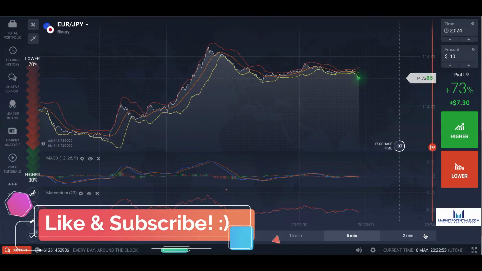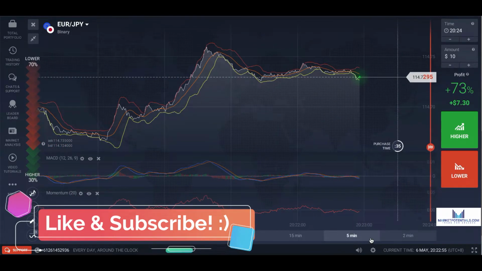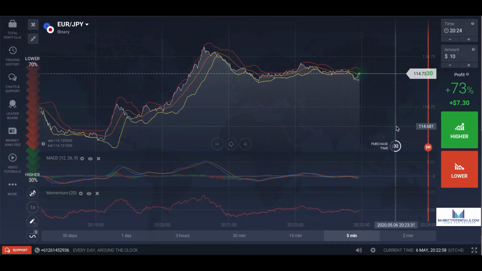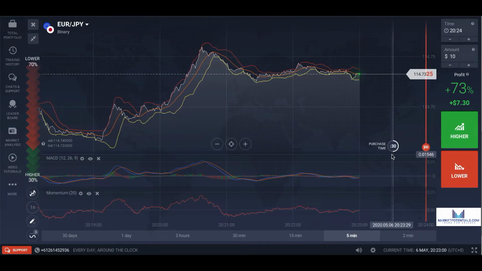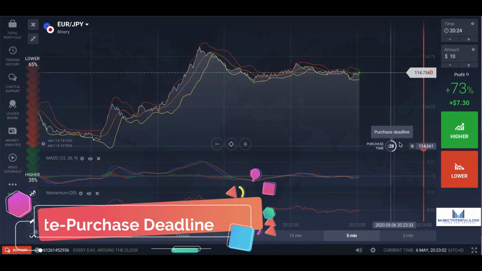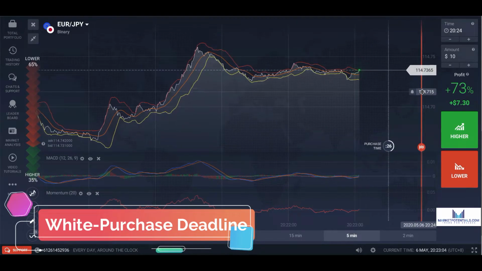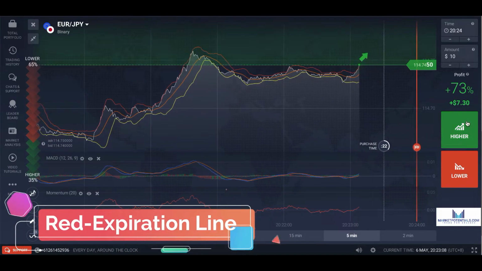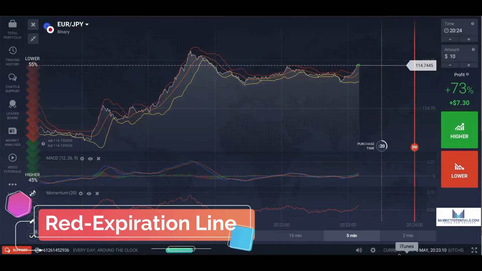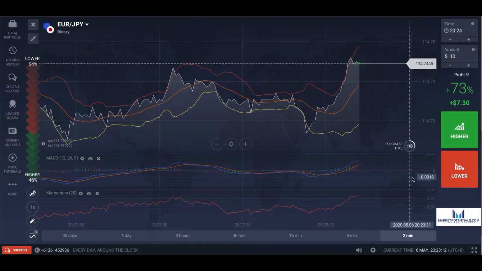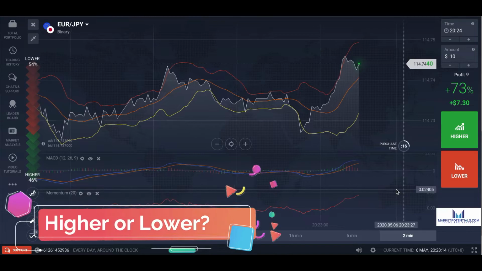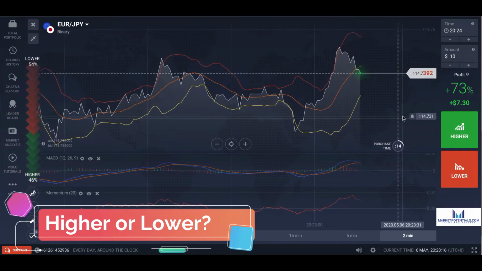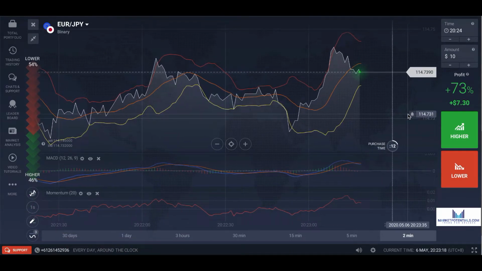So while we are looking for an opportunity, let me just tell you a little bit about what I'm looking to do today. Now, the white dotted line, when you get access to the platform, is the purchase time, and the red is the expiration line, okay? So in binary option trading, all you're looking to do is just predict the movement of the chart, either higher or lower within a period of time, which is just these 30 seconds here between the white and the red, okay? And that's all you're looking to do.